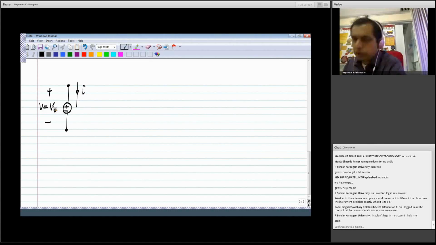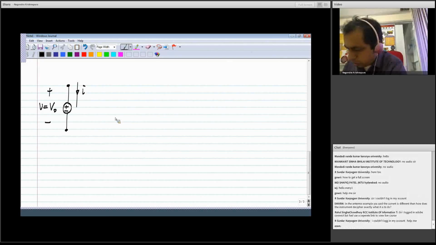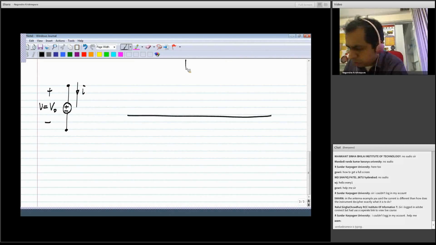Now it's very common to draw graphs of I versus V to obtain a graphical description of the same characteristic. Now I would like answers from the participants. What would this look like? The I versus V curve for a voltage source.